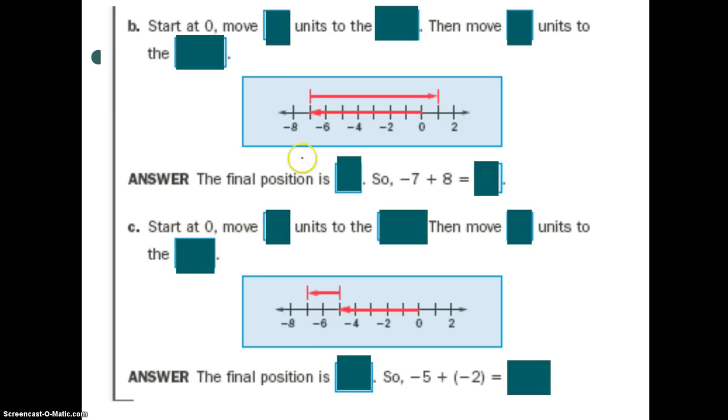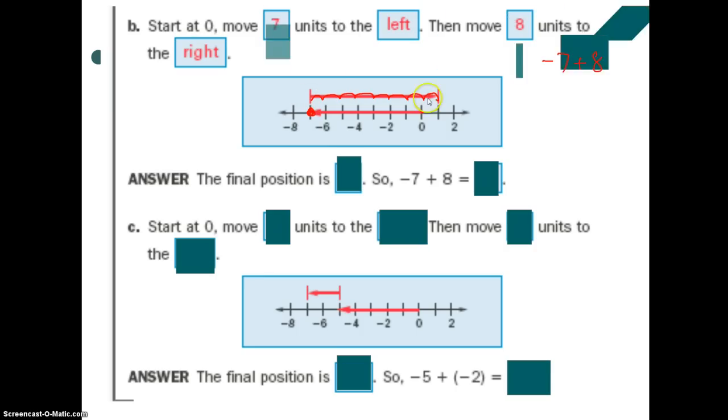Let's try B. B is negative 7 plus 8. So you can start at 0. I'm going to move to negative 7. And now from negative 7, I'm moving positive 8. So 1, 2, 3, 4, 5, 6, 7, 8. And it was 8 units to the right because it's a positive 8. What number are you at? Positive 1.